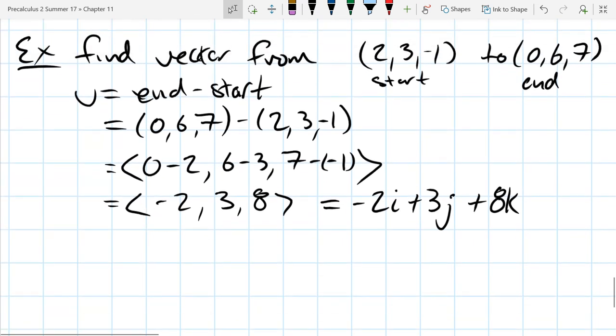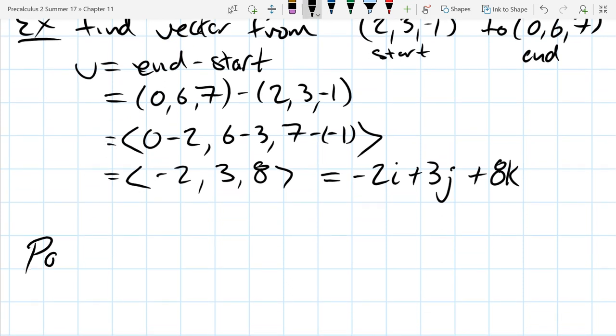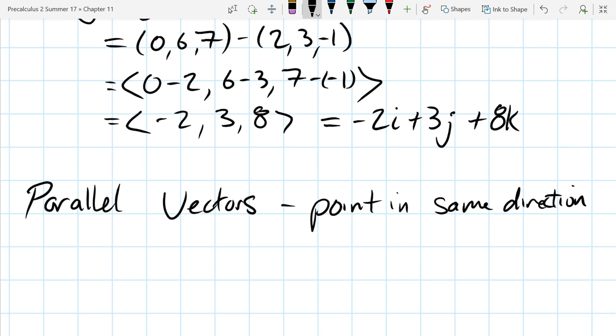So next up, we're going to find a unit vector. Well, first we'll talk about what it means to be parallel. So parallel vectors. So probably the best way to think about parallel vectors is they point in the same direction. All right, easy to draw. No, I didn't mean to draw them the same length. One of them may be quite a bit longer than the other one.